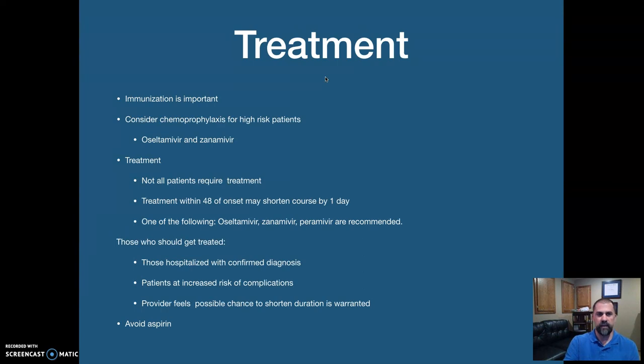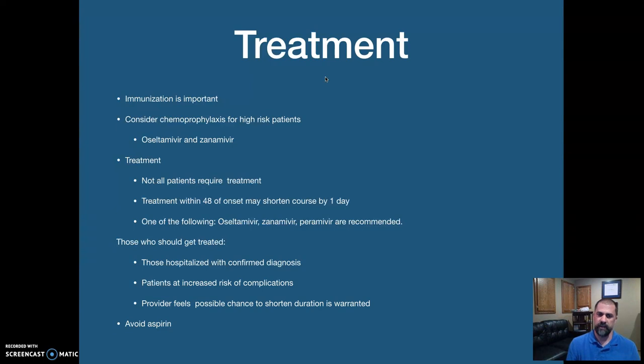As far as treatment goes, it's important that everybody gets immunized, especially those who are at high risk for complications from influenza. If high-risk patients come in contact with someone with influenza, you can prophylax them with oseltamivir and zanamivir. In treatment in normal patients, it's not always required.